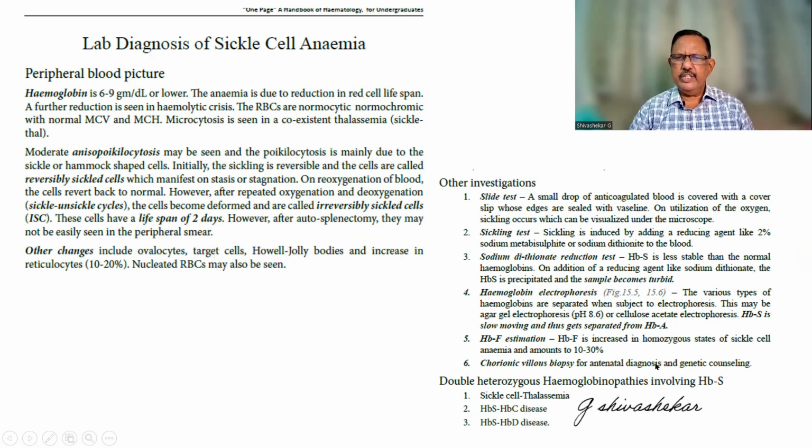What are the other investigations you can do in sickle cell anemia? One is the slide test with Vaseline, where there is deoxygenation and sickling. Second is reduction by means of sodium dithionite or sodium metabisulfite. Both of these are important. Hemoglobin electrophoresis I have already mentioned. Hemoglobin F estimation because it is protective. And chorionic villus biopsy in order to have genetic counseling before the delivery. There can be other disorders which will have to be ruled out, such as thalassemia. So investigations means blood picture and other investigations all put together.